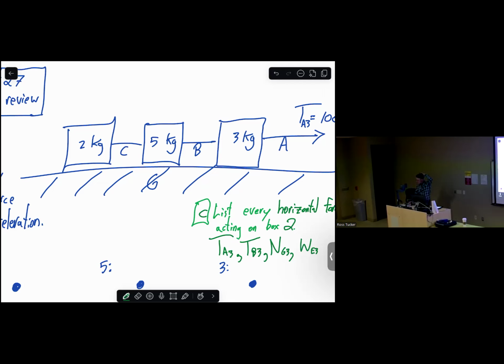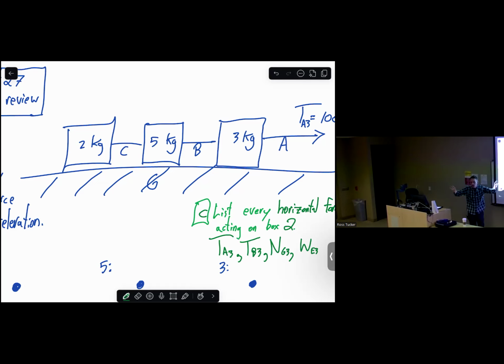Okay, here's a good one. Here's one that is muy importante. Why, y'all tell me, why does box 5 not normal force box 2? They're not touching. They're not kissing. They cannot kiss. They are separated by a vast chasm of space. 5 does not touch 2, 5 cannot normal 2.